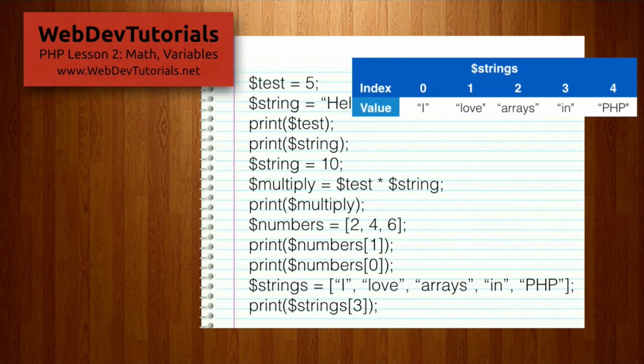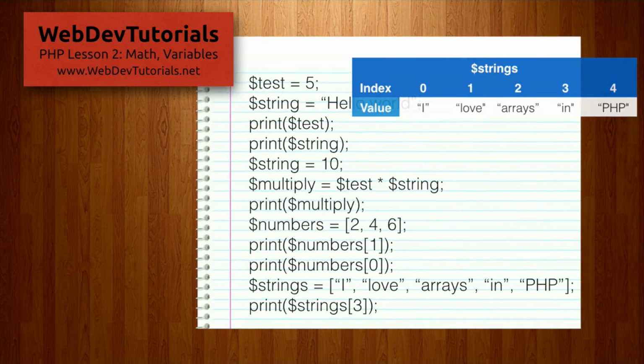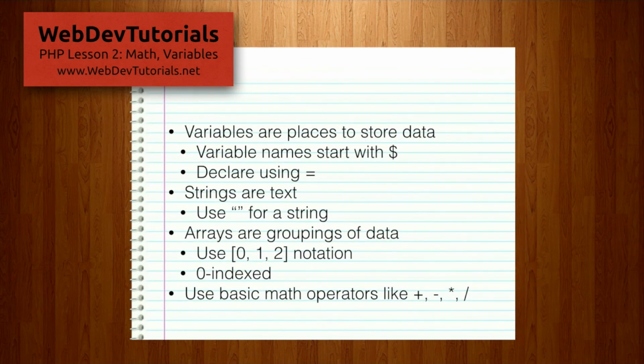That's it for now. We can declare variables, or little boxes for storage, by using an equal sign. We can put numbers, strings, or arrays into these boxes. To use a string, use quotation marks, or to use an array, use square brackets. Remember that arrays are like several boxes connected and are zero indexed. You can perform math by using different operators. Next lesson, we'll learn how to make decisions based on logic.